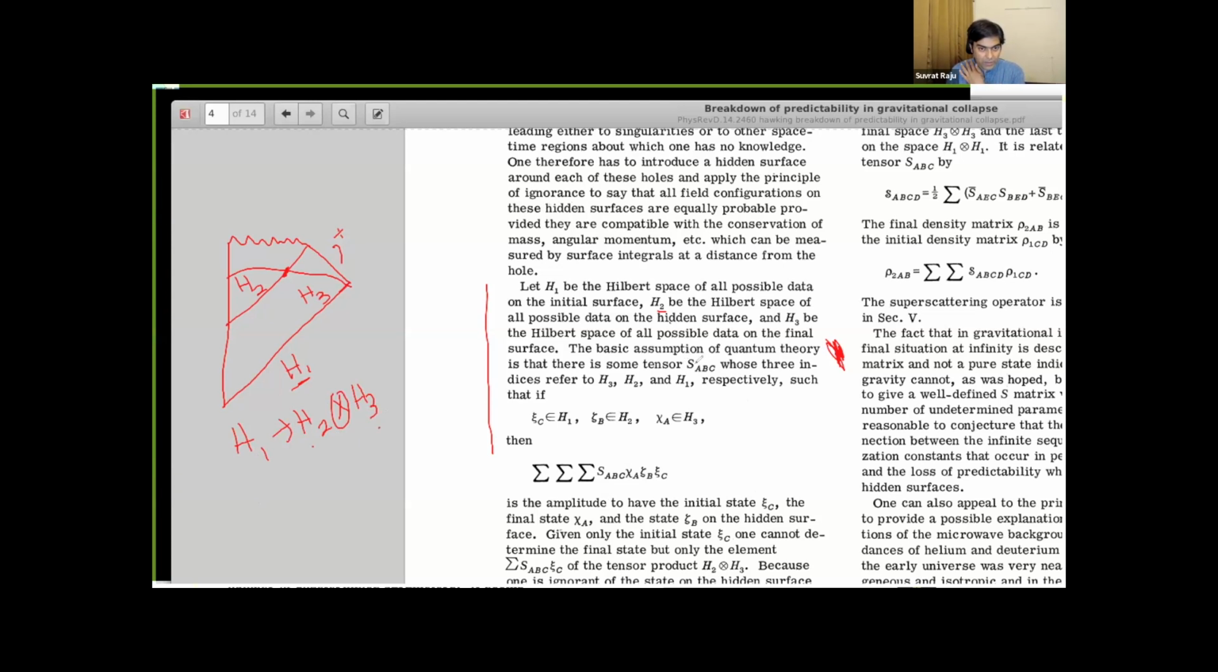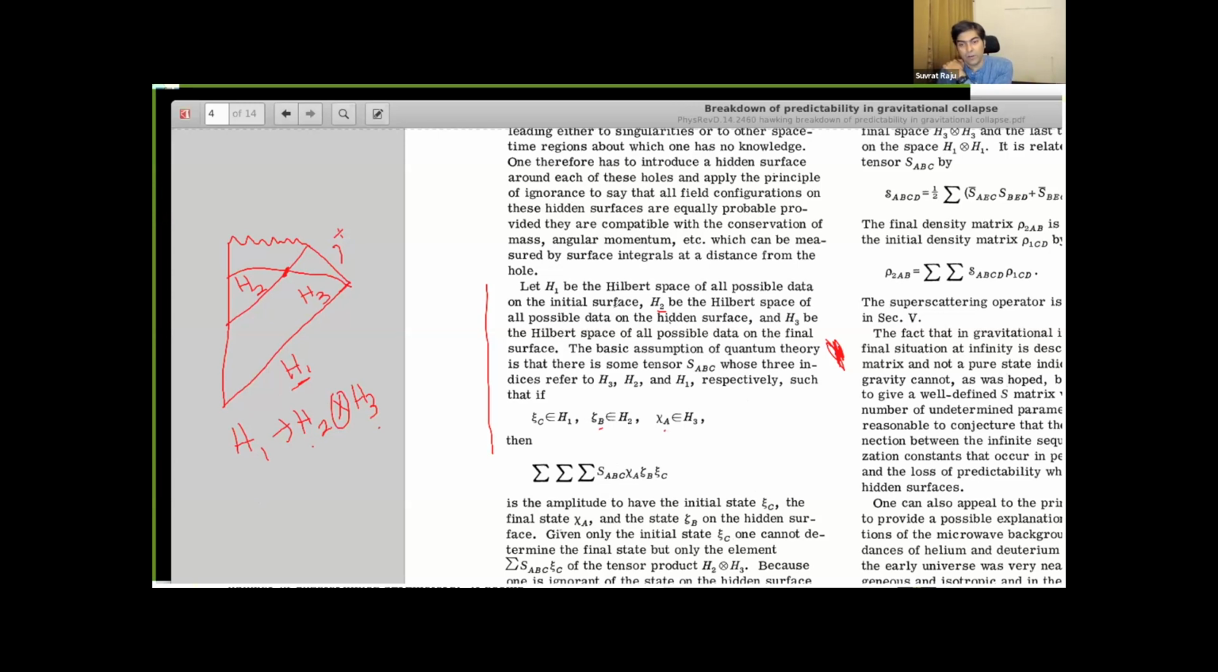This tensor S_ABC is the S matrix, but notice the S matrix has legs, one in A, one in B, one in C. So he's saying the Hilbert space factorizes into H2 times H3, and that's the S matrix.